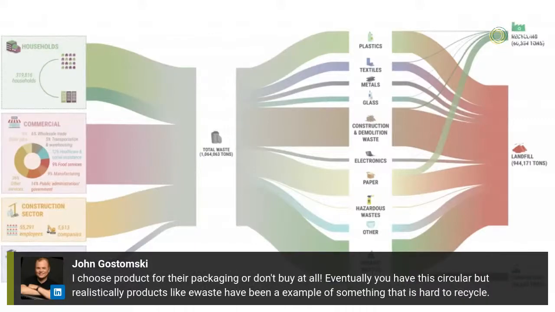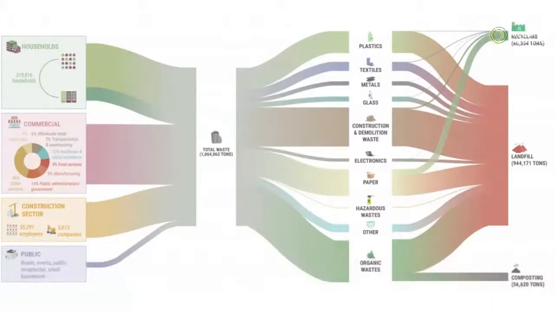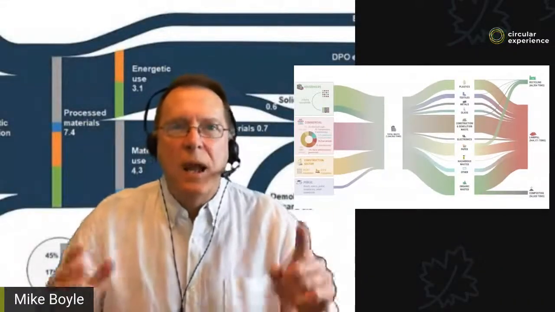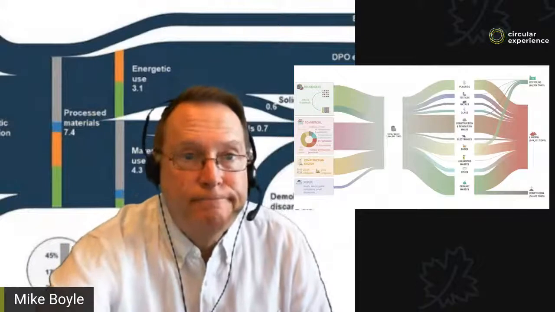I'd like to focus on something that John Gosmosky is posting here. Choose product for the packaging and don't buy it at all. Eventually, you have this circular, but realistically, products like e-waste have been an example of something that is hard to recycle. So really the problem is that we wait way too long in this process, and that's going to be one of the points I'd like to raise to all of you. We are way too late in actually addressing the problem. What we need to do is stop it before it actually gets to waste.